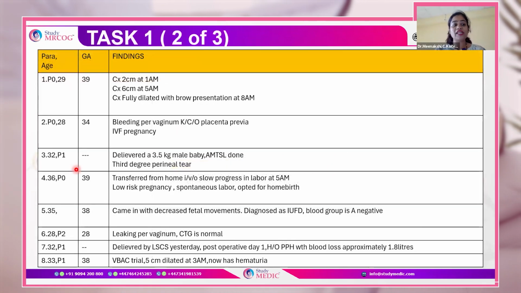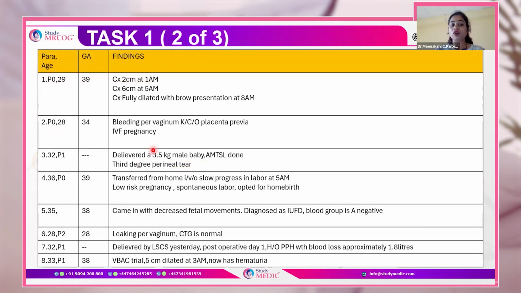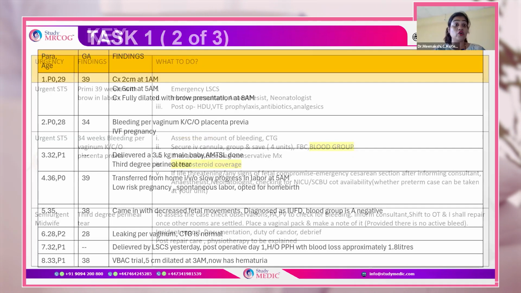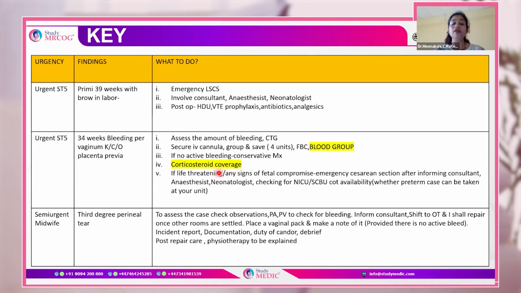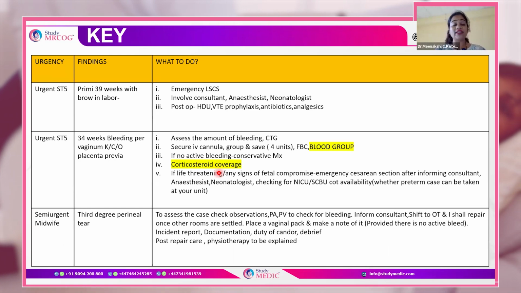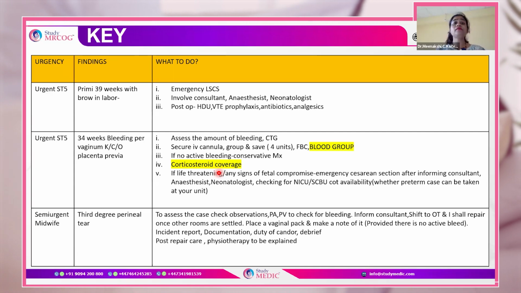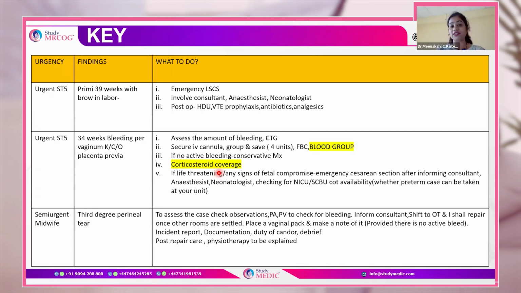And the next one is going to be a para one who has already delivered and she's got a third-degree perineal tear. So this can be semi-urgent because they've given nothing, but of course it could become urgent when they tell you that she's got bleeding. Send in your midwife initially to go and assess the tear once again, and do an abdominal examination, check her observations, see whether the uterus is well contracted or not, and then debrief the woman that the complication has happened, and ensure that she's got proper analgesia.